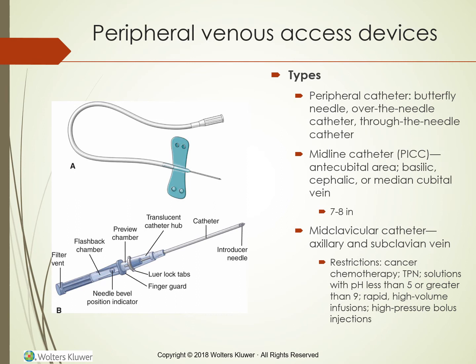Peripheral venous access devices. Several devices are used for accessing a vein: a butterfly needle, an over-the-needle catheter, which is most commonly used, or a through-the-needle catheter. All these types of venipuncture devices come in various diameters or gauges. The larger the gauge number, the smaller the diameter.